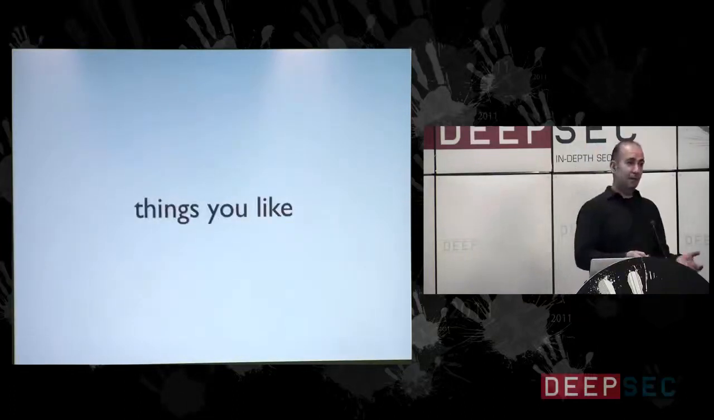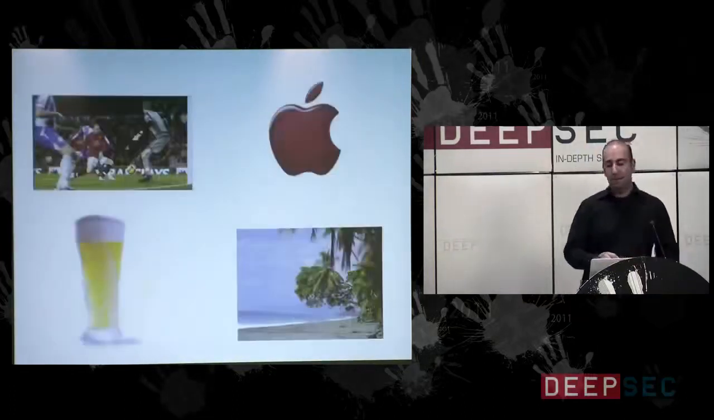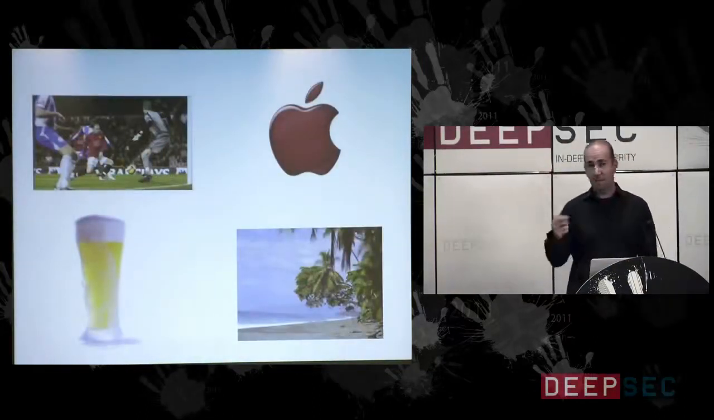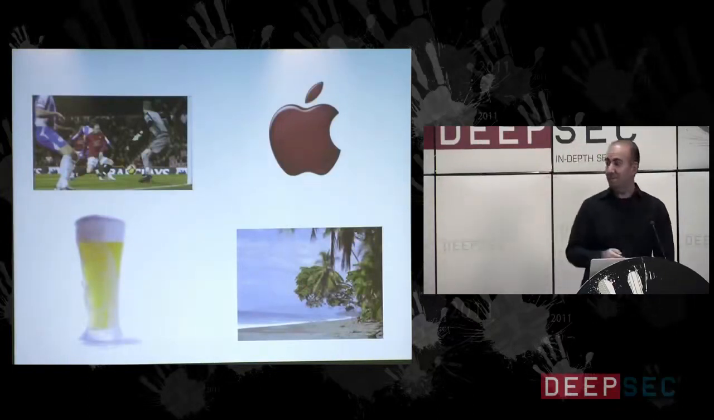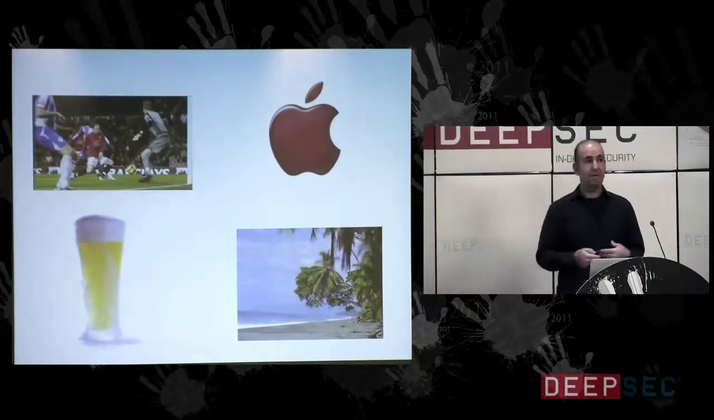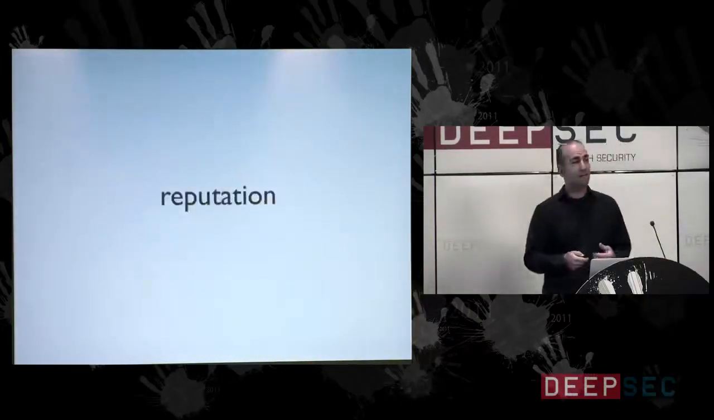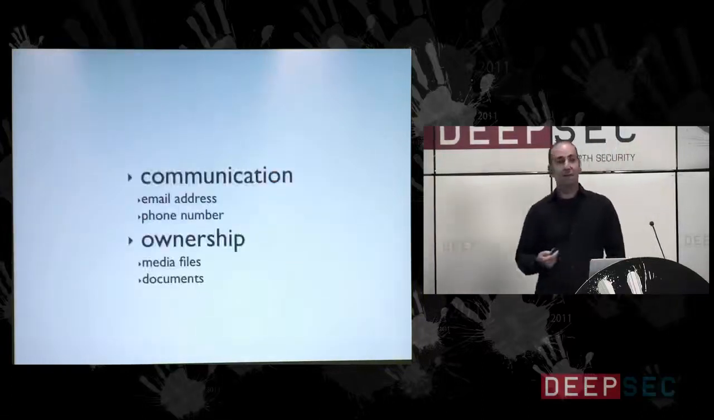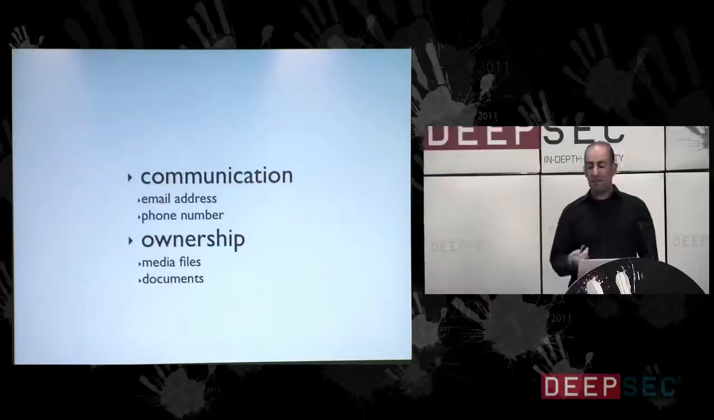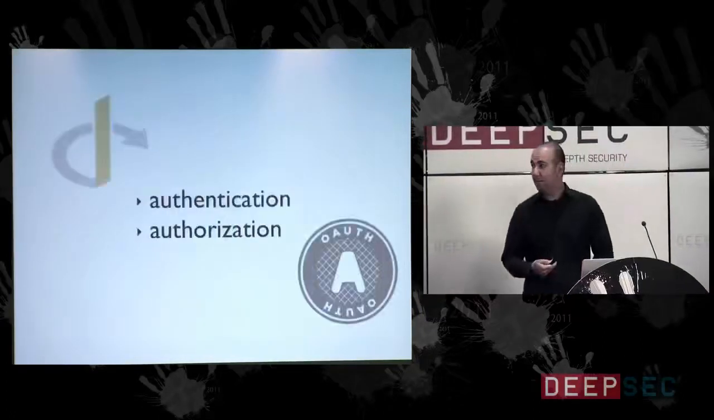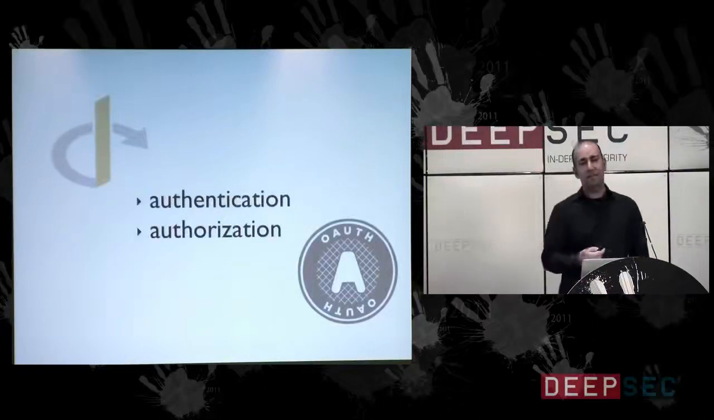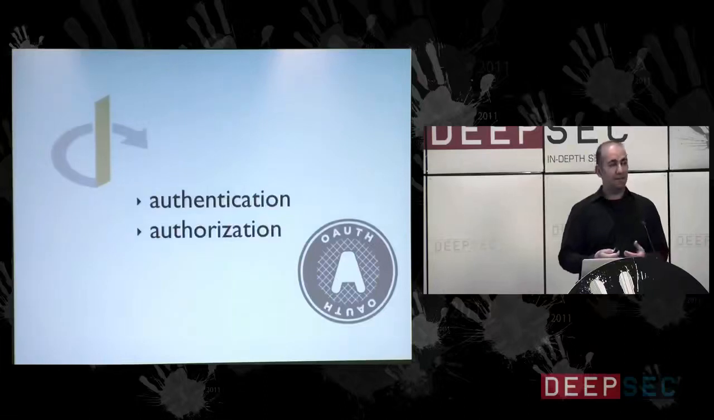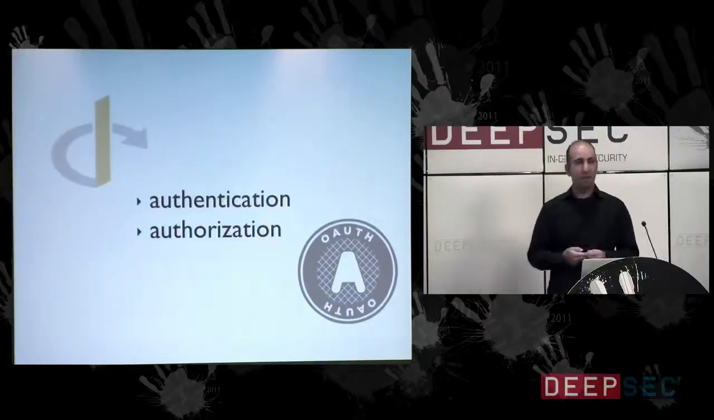Other things we do, or things we like at the personal level. I like watching sports. I like Apple products. I like vacationing in tropical spots. And I like cold beer. Well, not right now, but typically I do. So these are all attributes that I have that contribute to my identity. It's also reputation, things we say about ourselves, things other people say about us, and communication, our email address, the way we get hold of each other, our phone number. These are all attributes that we have that contribute to our identity. When we talk about digital identity, what we really mean is authentication and authorization. Hence the two protocols that we're going to be talking about today.